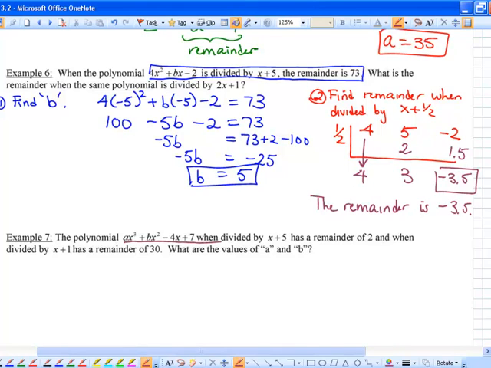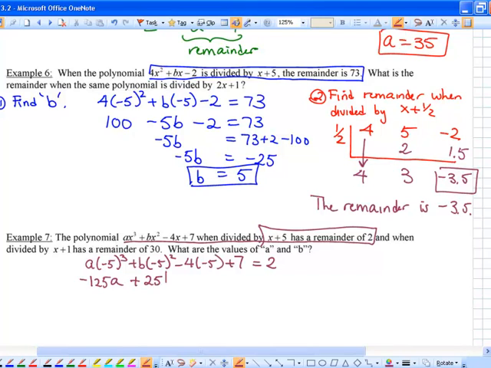This ugly polynomial divided by x plus 5 has a remainder of 2. Okay? So I'm thinking I should plug in negative 5 and get a remainder of 2. So I'm going to plug this in. That's a times negative 5 cubed plus b times negative 5 squared minus 4 times negative 5 plus 7. And this equals 2. Let's simplify this, okay? Negative 5 cubed is negative 125a. Negative 5 squared is 25, so that's 25b. 4 times 5, that's 20, and I'm going to add that to the 7, 27, that equals 2. Going to clean this up a little bit more by just keeping all the variables on the left side, and I'm going to move the 27 to the right side. So 2 take away 27 is just negative 25.